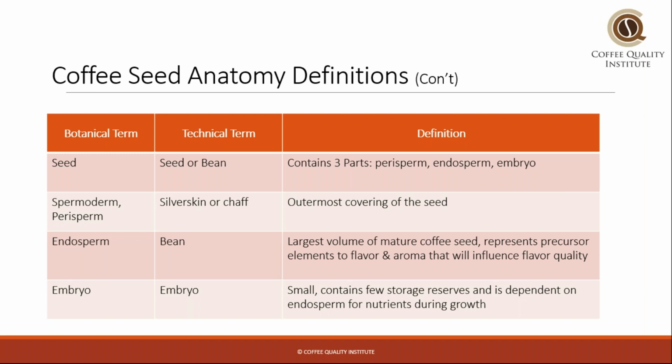And then the embryo is what develops into the coffee seedling if conditions are right. And it contains some storage reserves, but it also is dependent on the endosperm for growth. And that means that tiny embryo basically exists on the storage of the endosperm. And when it starts to grow, the endosperm is its readily available food that enables it to grow and survive.